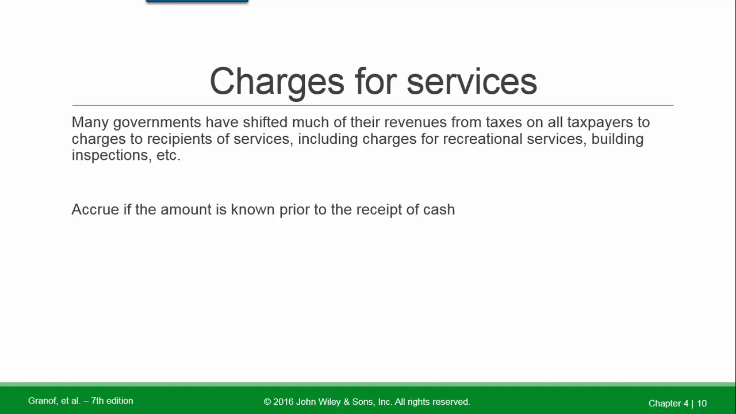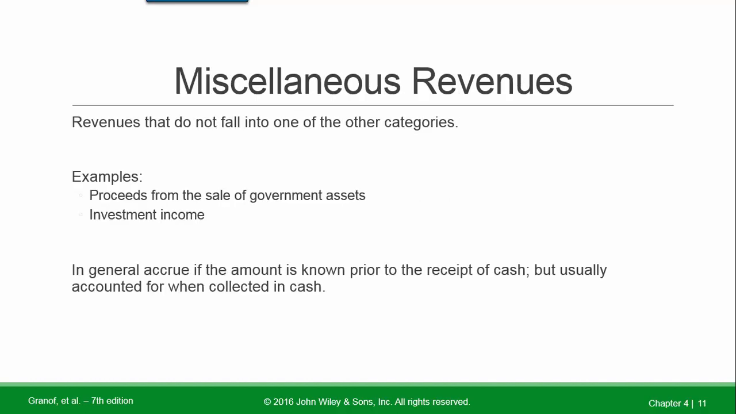Charges for services. Many governments have shifted much of their revenues from taxes on all taxpayers to charges to recipients of services, including charges for recreational services, building inspections, and so on. Accrue if the amount is known prior to the receipt of cash. Miscellaneous. Revenues that do not fall into one of the other categories. Proceeds from the sale of government assets, investment income. In general, accrue if the amount is known prior to the receipt of cash, but usually accounted for when collected in cash.